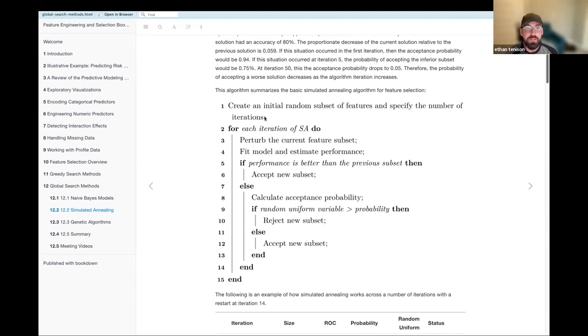And so this is just a step-by-step of how the feature selection works. You create an initial random subset of the features, and then you specify the number of iterations. For each iteration, the feature subsets are randomly changed, essentially. And then the model is fit using that subset, and you create an estimate of performance, which could be accuracy or ROC. If the current iteration is better than the previous, then you accept it.